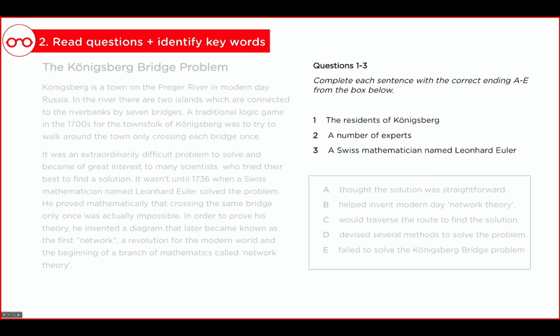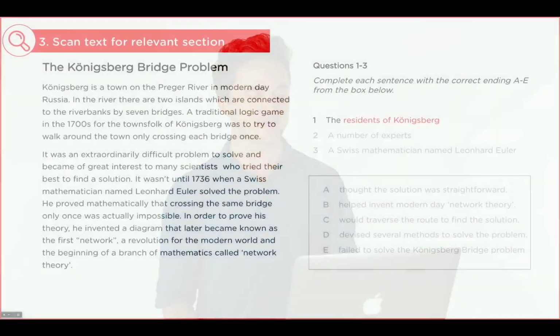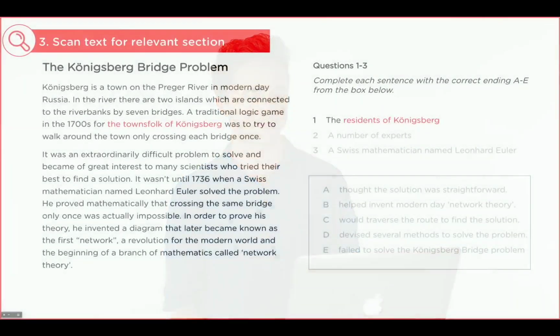So we want to read the questions and identify key words. Let's start with number 1. The residents of Königsberg. That is a good keyword, Königsberg. Then you're going to scan the text for the relevant section, and remember that the first question will obviously be at the top. So we look closely here and we can see the townsfolk of Königsberg. And that's pretty much a paraphrase of number 1 there that says the residents of Königsberg. Means the same thing. So we know we're in the right spot.